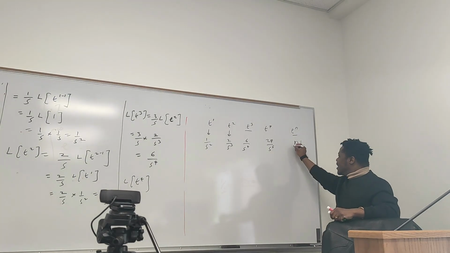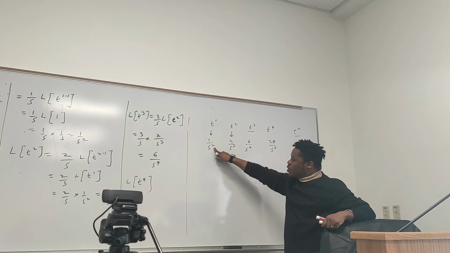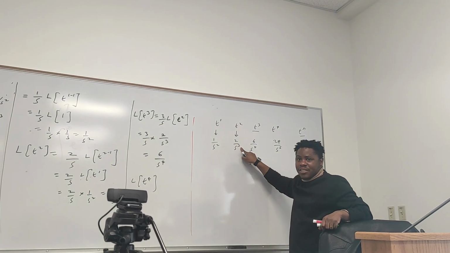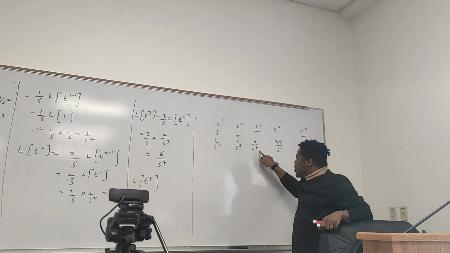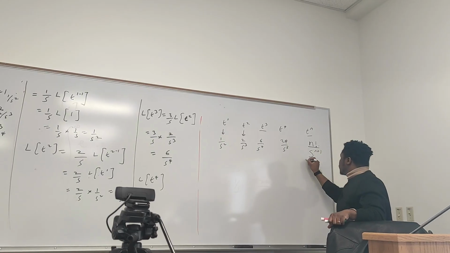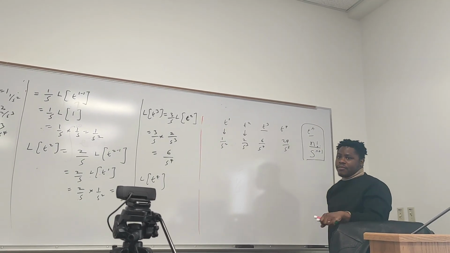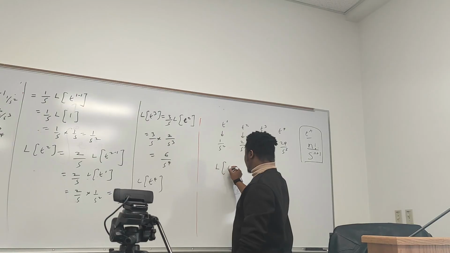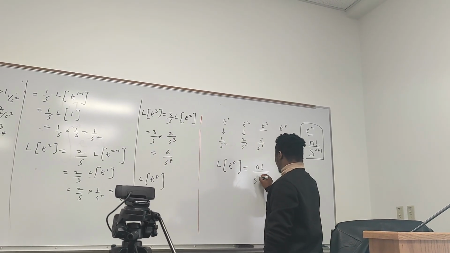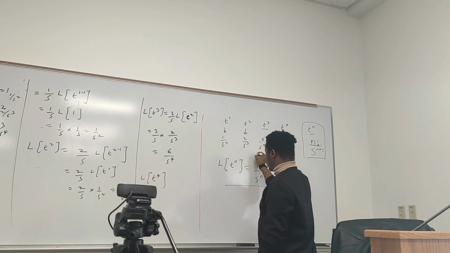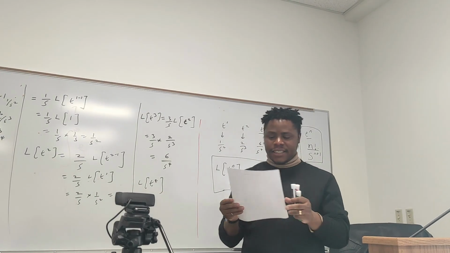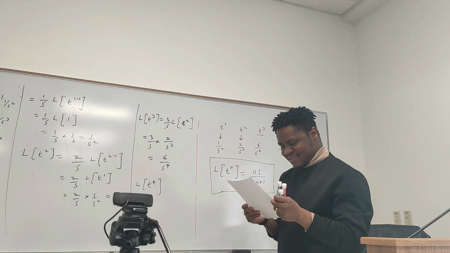Then divided by, this could be 1 plus 1, and n is 1, that's n plus 1. This could be 1 plus 2, and n is 2, that's n plus 2. This could be 1 plus 3, that's n plus 3. So this could be s raised to power n plus 1. Right. So your Laplace of t raised to power n is given as n factorial over s raised to power n plus 1.